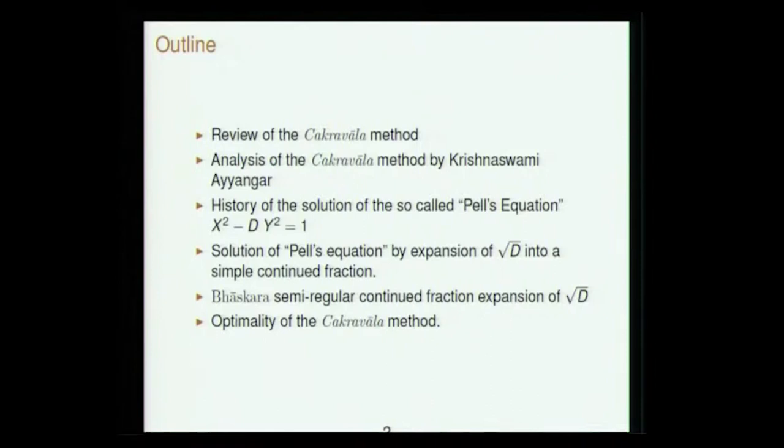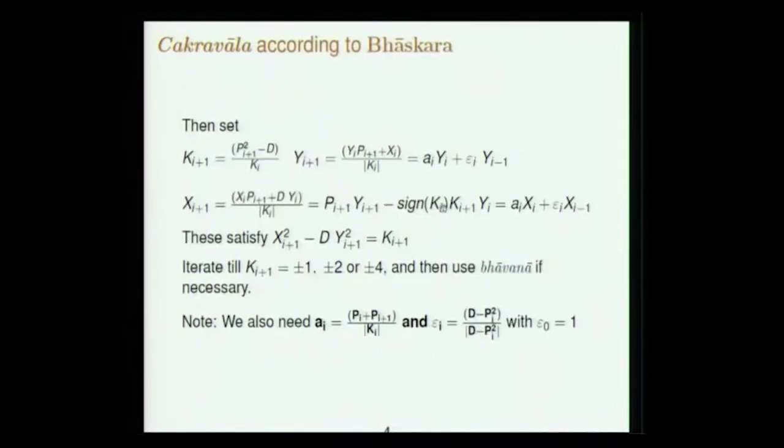Then I will summarize the analysis made by Krishnaswami Iyengar. Then we will go to what is currently known, or what is taught in the textbooks, for the solution of this equation. The equation x squared minus d y squared is equal to 1 is known as Pell's equation, and how it was solved in Europe in the 17th and 18th centuries. Then I will compare the solution of Bhaskara, or the older Chakravala method of India, with the Brouncker, Wallis, Euler, Lagrange method of solution. Finally, I will say something about the optimality of the Chakravala method.